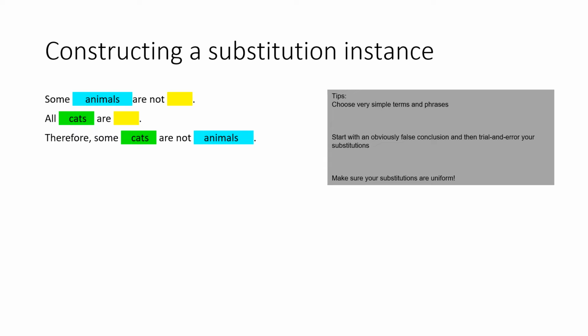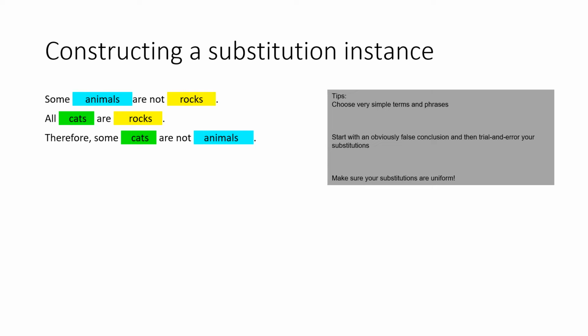And then I make sure my substitutions are made uniformly. And so since I'm using animals in the blue spots, I've got to type in or write in animals in the first premise. And then we keep going, and now it's the yellow terms that we're trying to replace, and maybe I try rocks. Some animals are not rocks is definitely true, and so maybe that will work.